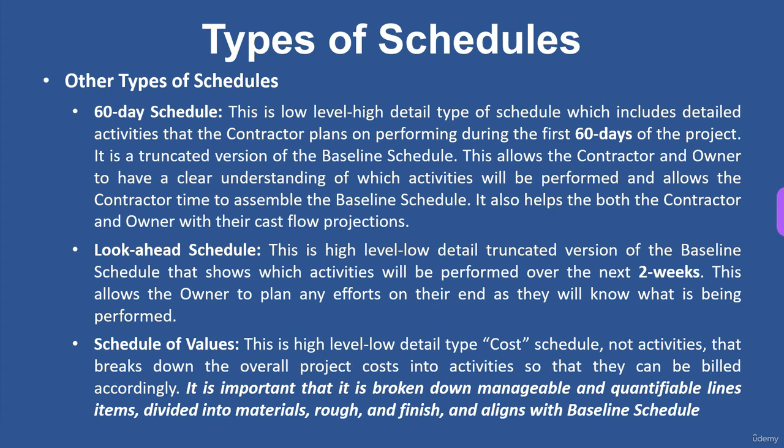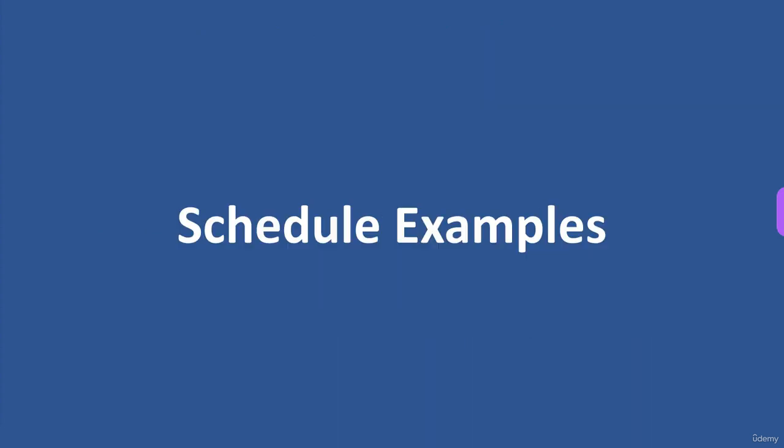It's important that they're broken down into manageable and quantifiable line items and divided into materials, rough, and finish, and aligns with the baseline schedule. You don't want your schedule of values to look completely different than your baseline schedule because then it's tough to compare the two. This is why some people prefer the cost-loaded schedule, because when you take the cost-loaded schedule and you update it, you can basically extract schedule values out of it so the owner knows what to pay the contractor. But it's always an area of debate, and I haven't seen it used too often, but it is out there.